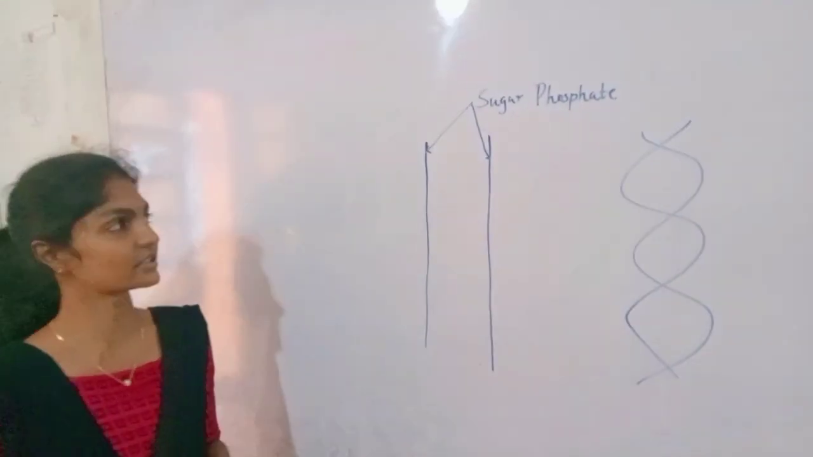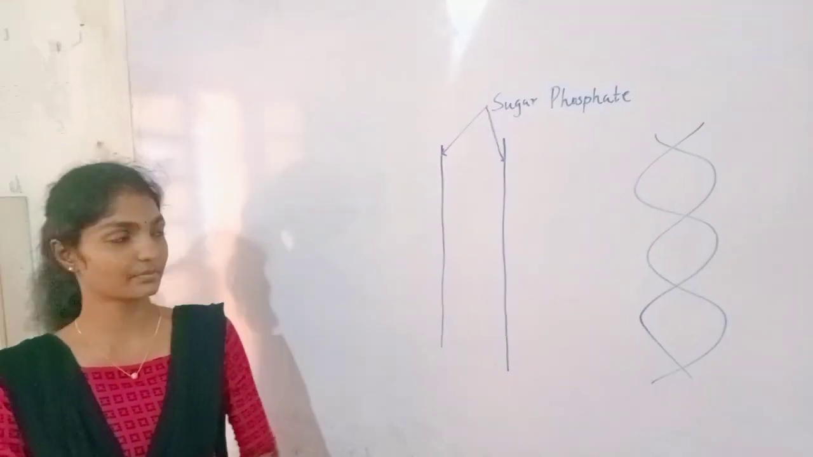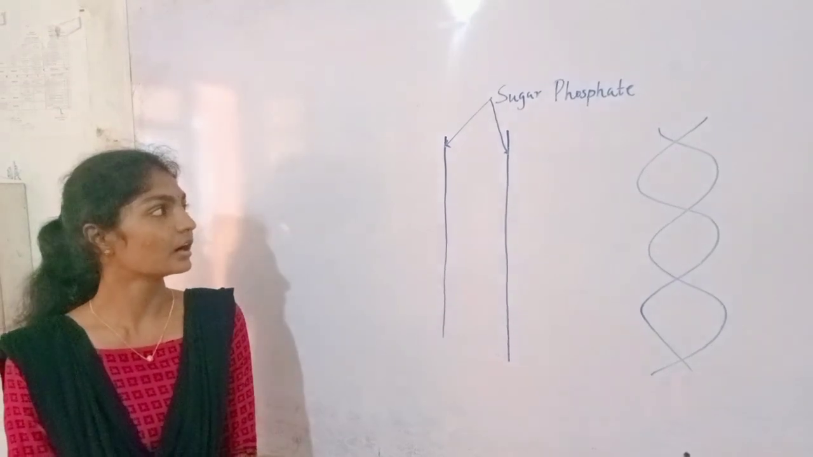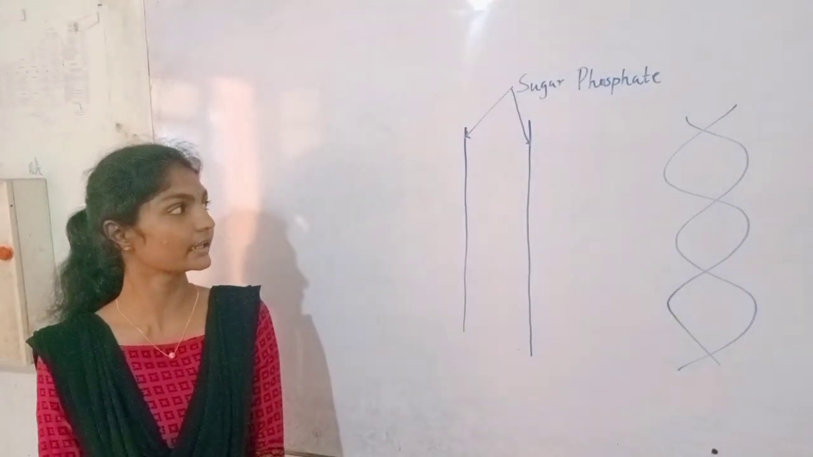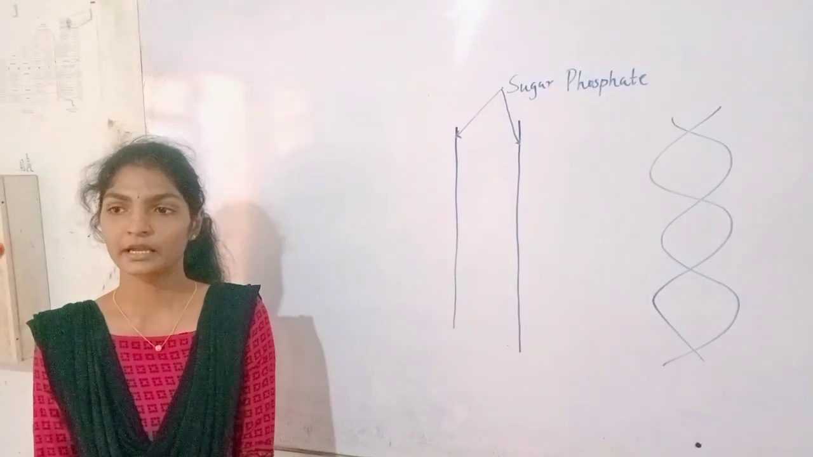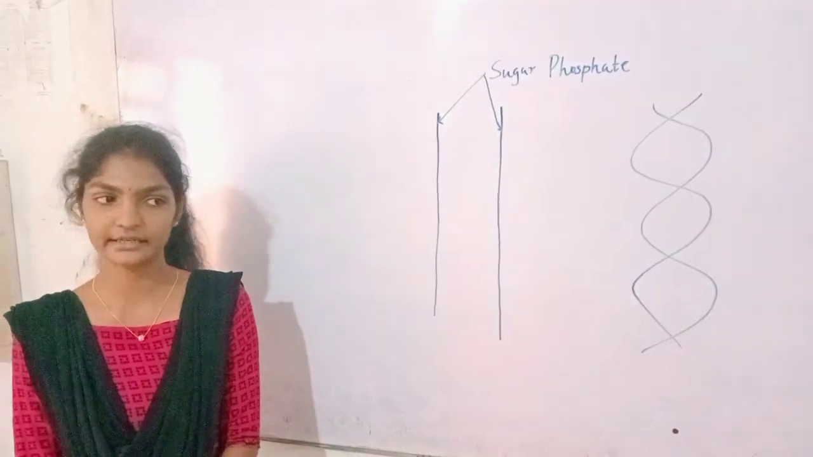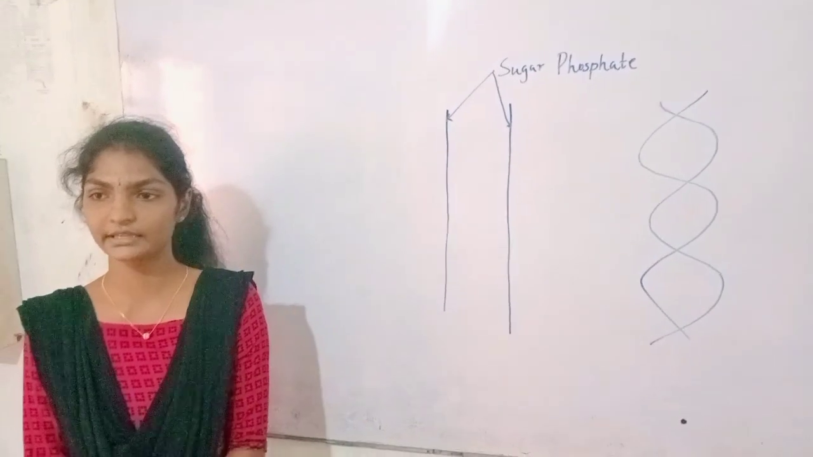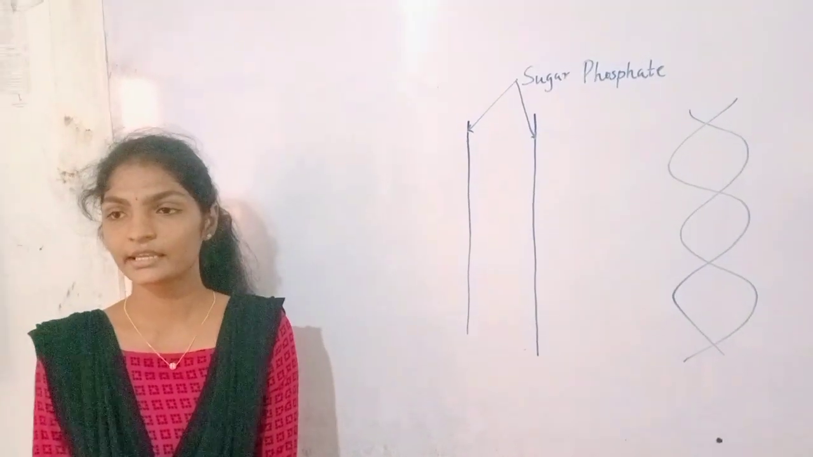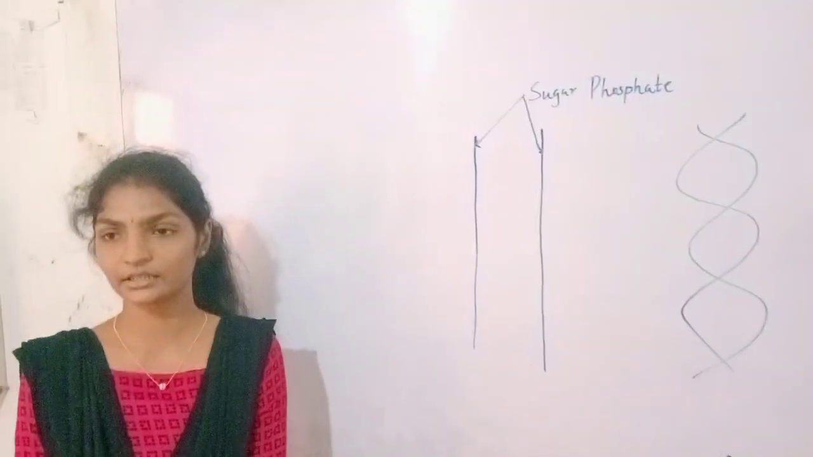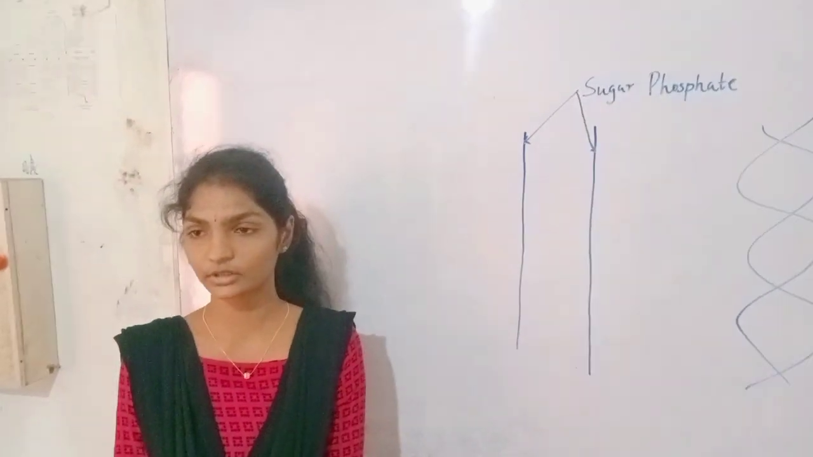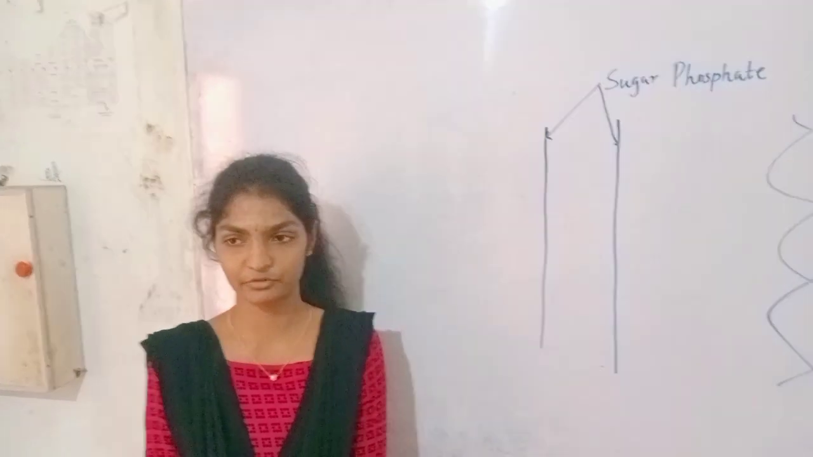DNA structure. DNA means deoxyribonucleic acid. It was first obtained by J.D. Watson and F.H.C. Crick in 1953. DNA is an organic chemical, and it stores the genetic information.